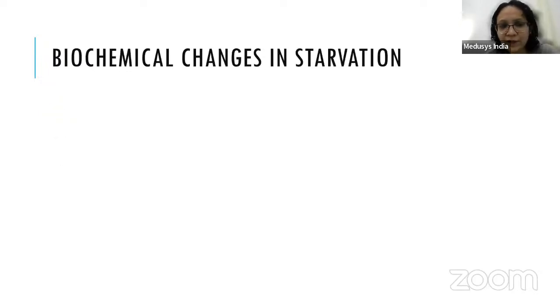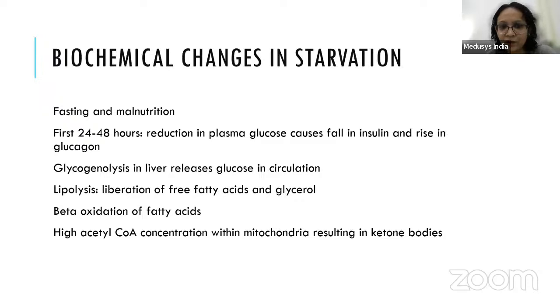Okay. So brain, RBCs, skin, and renal medulla are obligatorily dependent on glucose. As you said, in the initial few hours of starvation, the biochemical changes we see are glycogenolysis in the liver, which releases glucose, followed by lipolysis, which leads to liberation of free fatty acids and glycerol. The catecholamines and cortisol trigger beta oxidation of free fatty acids, which leads to the production of, as you said, high acetyl CoA concentration.